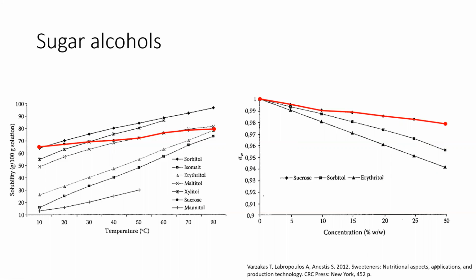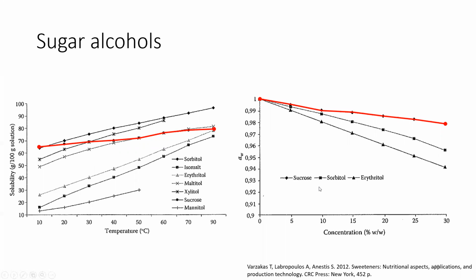Solubility is different. Some of them, so this red line here is the solubility profile of sucrose. So we see a lot of the sugar alcohols are less soluble than sucrose. But there are a few, like sorbitol, that are more soluble than sucrose. So the solubility profiles of each of these sugar alcohols are different from each other, and they're also different from sucrose.